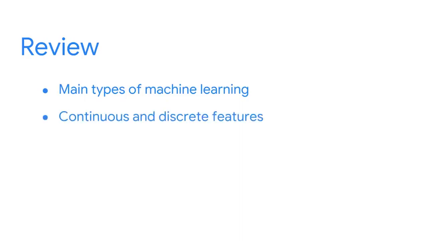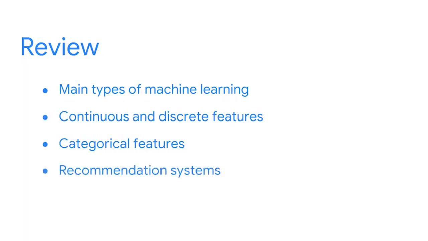We discussed the difference between continuous and discrete features. You also learned about categorical features, which are finite sets of discrete features. Then we provided an overview of recommendation systems and how they're useful for suggesting content, from music to ice cream flavors. You're now familiar with how recommendation systems work, and you can identify the differences between content-based and collaborative filtering, as well as their benefits and drawbacks.